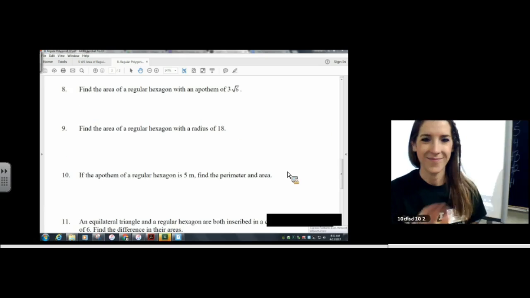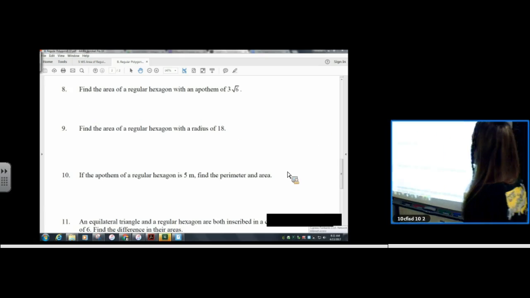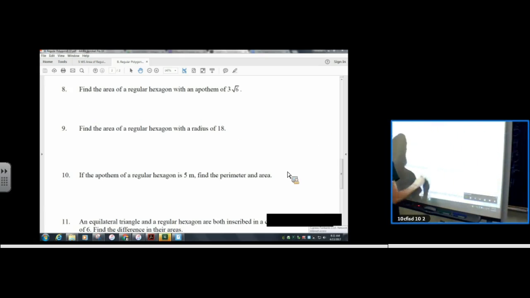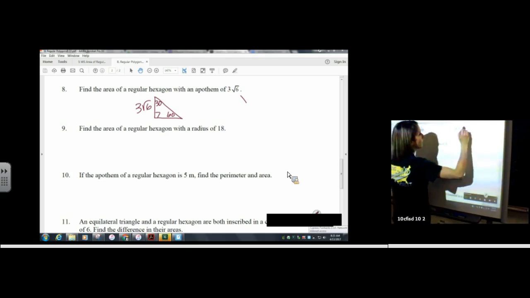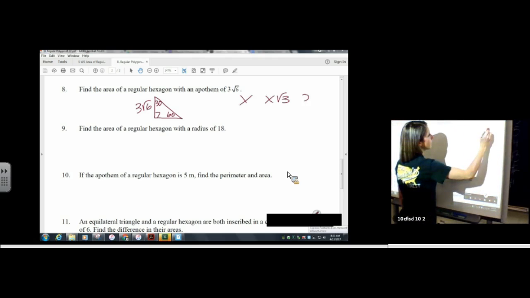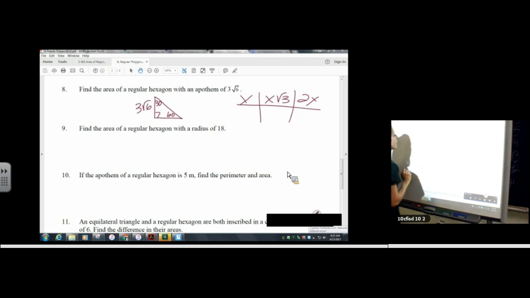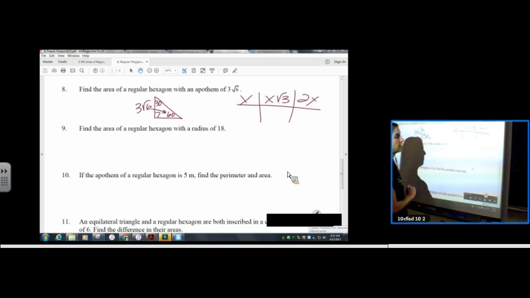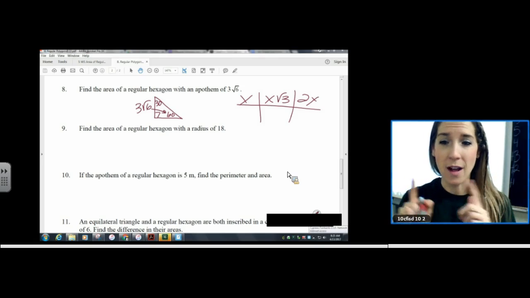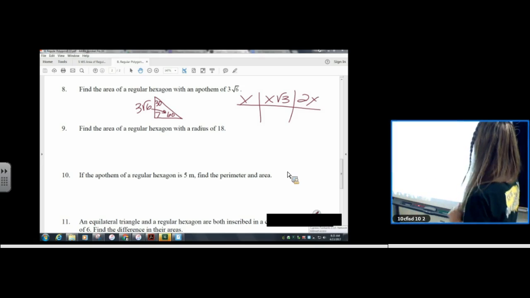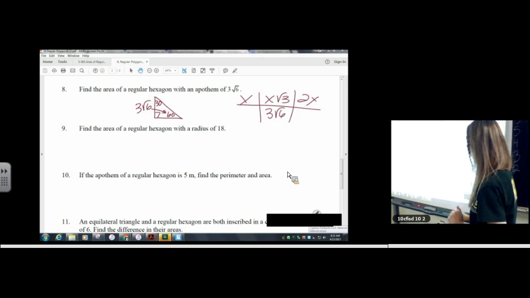Cool. Number 8, find the area of a regular hexagon with an apothem of 3√6. I'm going to save time, and I'm just going to draw that special triangle. There we go. We were given the apothem in a hexagon, and in a hexagon, the apothem is across from the 60, meaning the apothem is our x√3.